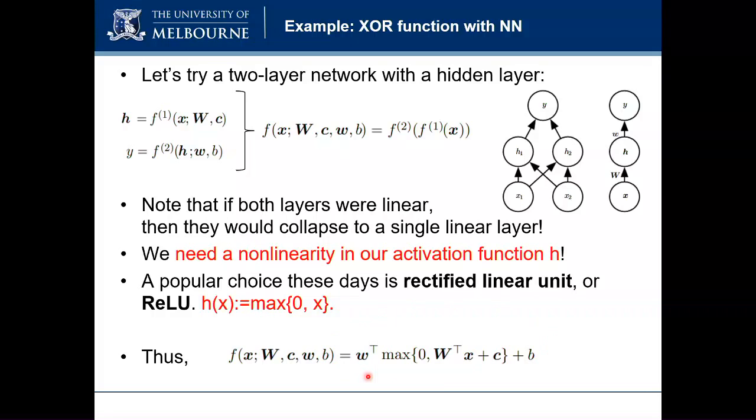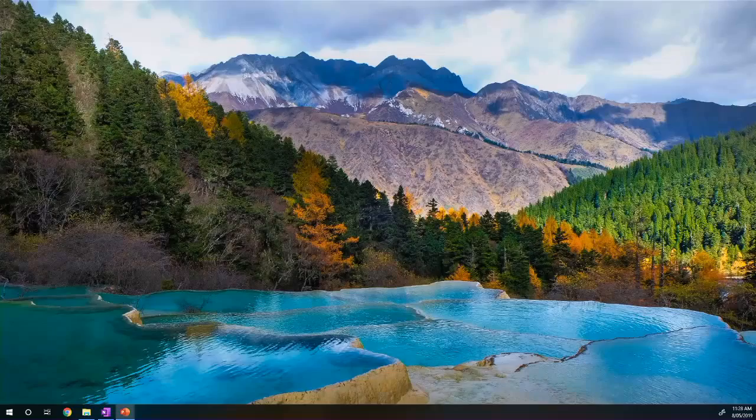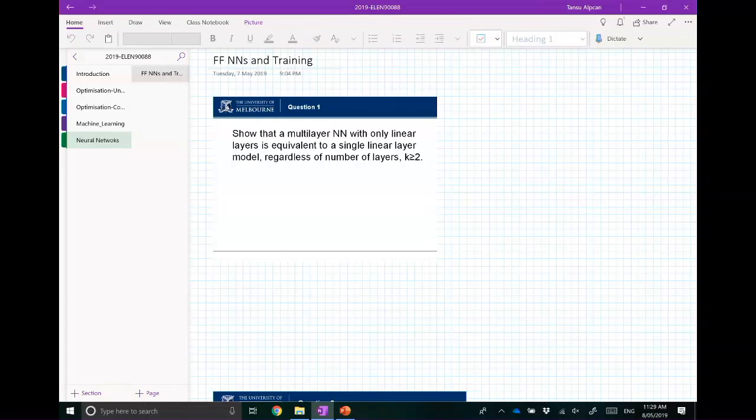I would like to do the next question first, because this is very important to drive the point. Show that a multi-layer neural network with only linear layers is equivalent to a single layer network model that is linear, regardless of the number of layers. Let's do this, because as I say, it really drives the point and hopefully makes you not forget it. So let's write this down.